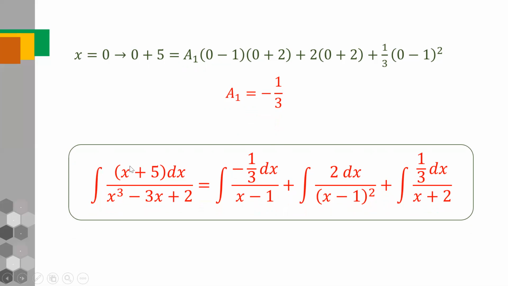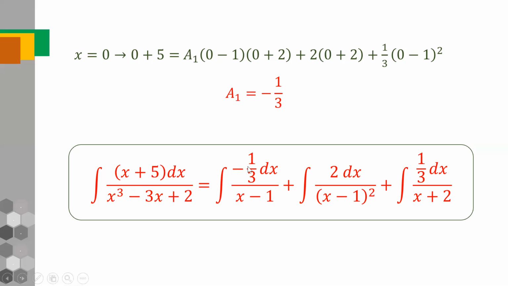Therefore, our integral of (x + 5) dx over (x³ - 3x + 2) can be solved using the sum of these three integrals. The first one, the integral of -1/3 dx over (x - 1). The second is the integral of 2 dx over the quantity (x - 1) squared. And the last is the integral of 1/3 dx over (x + 2). Then we can solve for the integral of each of these terms.